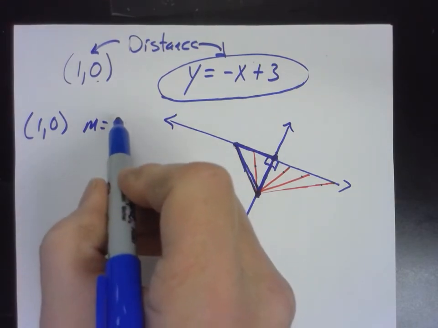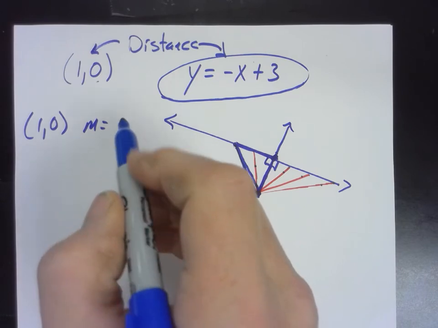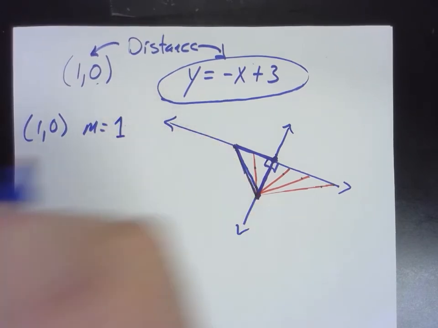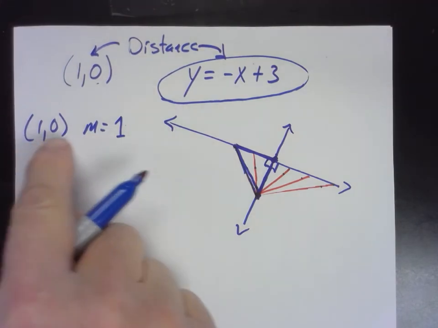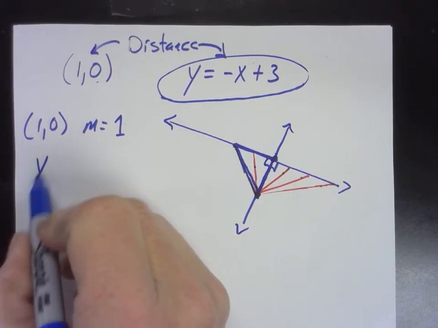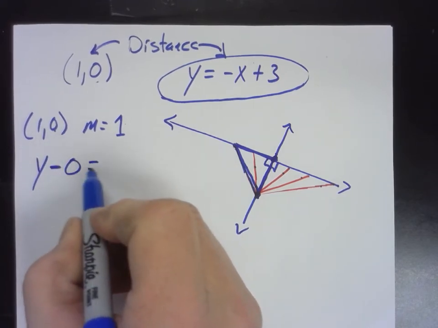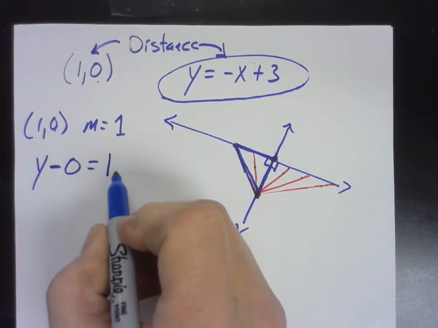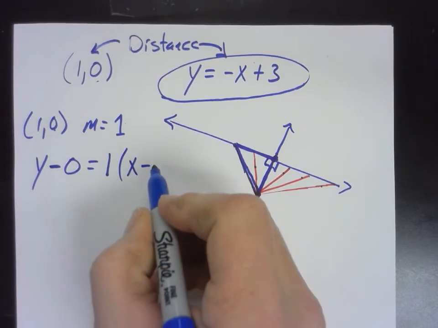Negative 1? Positive 1. It's got to be the opposite reciprocal, right? Okay, so we're going to find the equation of the line that goes through this point and has this slope right here. So y subtract the y value equals the slope times x subtract the x value.